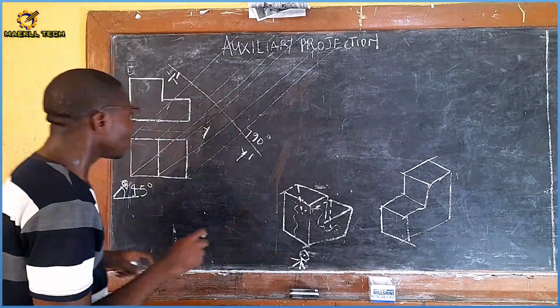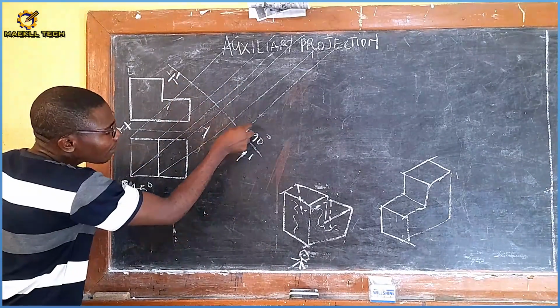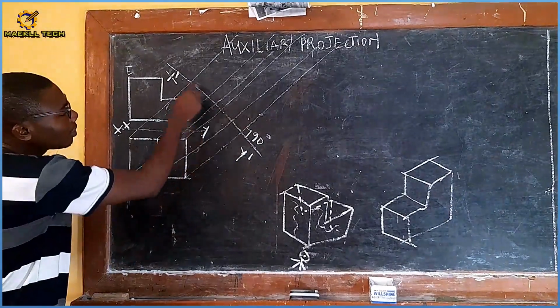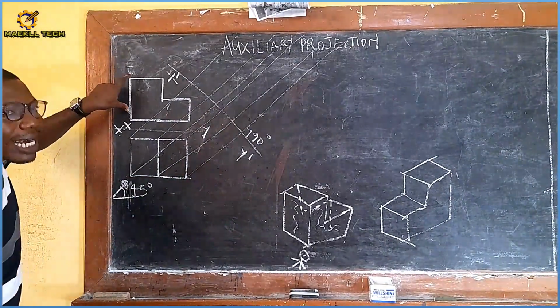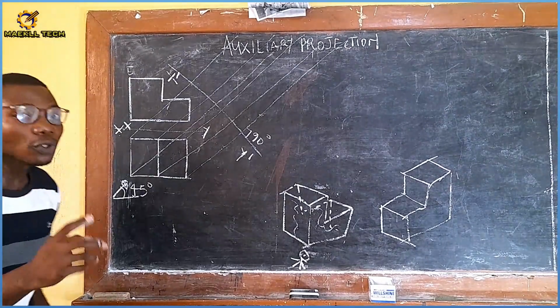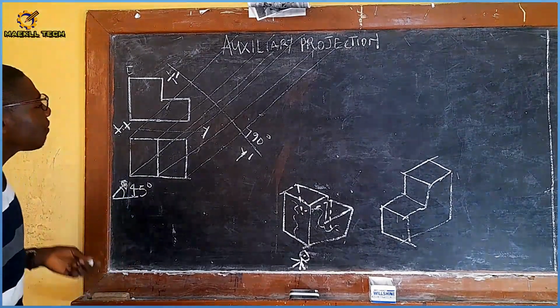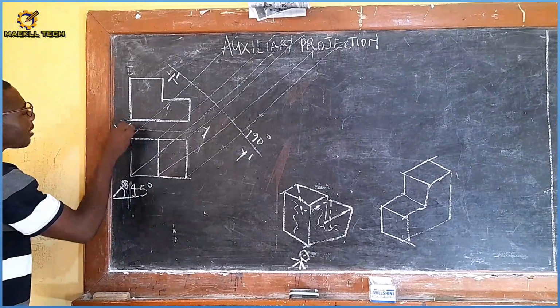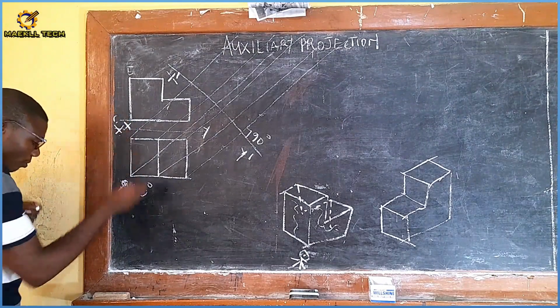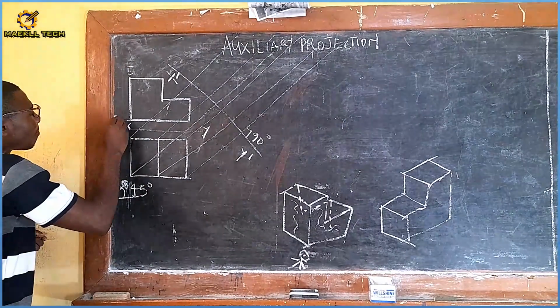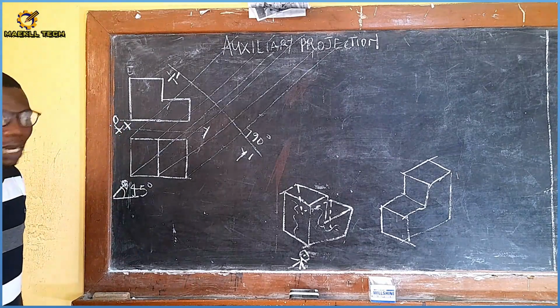Take note of this. I have projected this, giving me 90 degrees, 90 degrees across. Now, looking at this elevation, because we are producing auxiliary elevation, looking at this elevation, this area here, I will call it Mach 0. I will call it Mach what? Mach 0. Are you following?